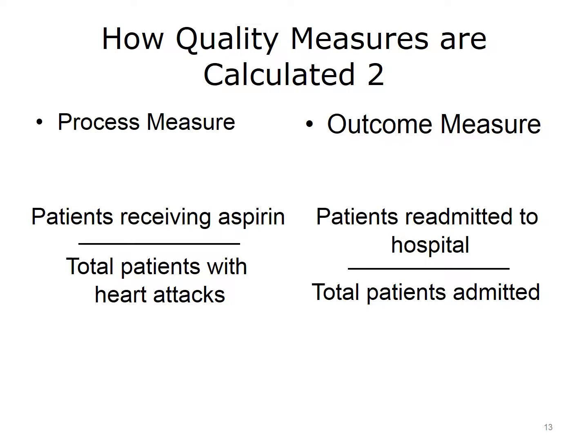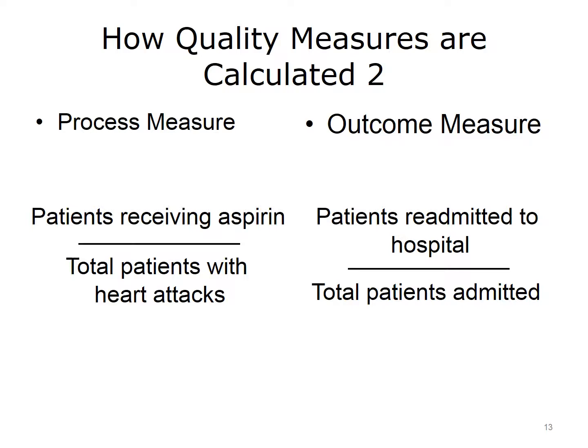So with the earlier example of the process measure, heart attack patients given aspirin, the denominator would be the total number of patients admitted to the hospital for a heart attack in a given time period. The numerator would be the number of those patients from the denominator who received aspirin therapy. The goal in this case is to have the number in the numerator as close to or equal to the number in the denominator. That is, we would like all patients who are eligible for aspirin therapy to receive it.